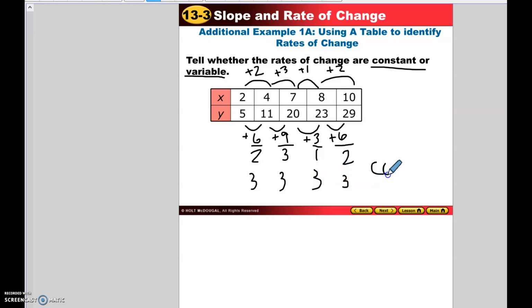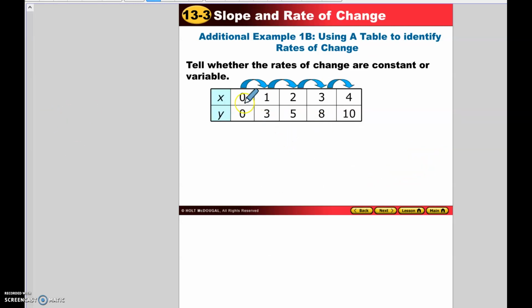Constant. Okay? I'm just going to abbreviate here. Constant. Okay, so that's a constant rate of change. Just abbreviate constant. Okay, next. You guys try this one. See how x is changing, see how y is changing, and then we're going to divide the y change divided by the x. So you guys try that, pause the video, and see if you can do it.